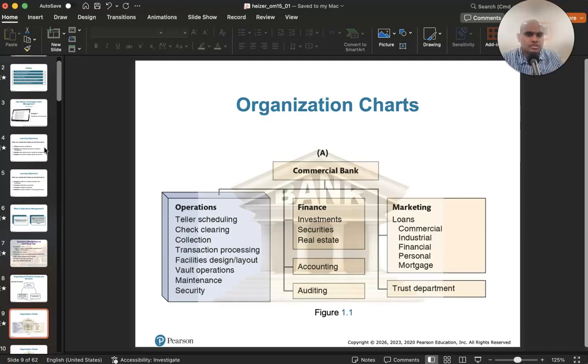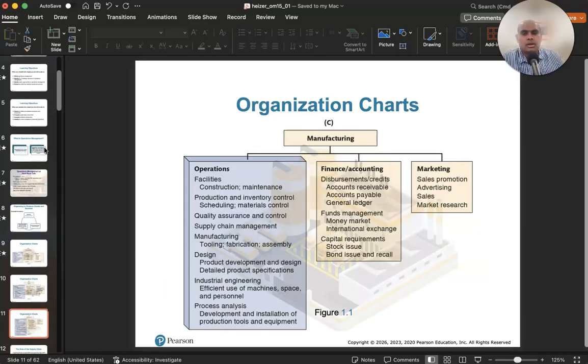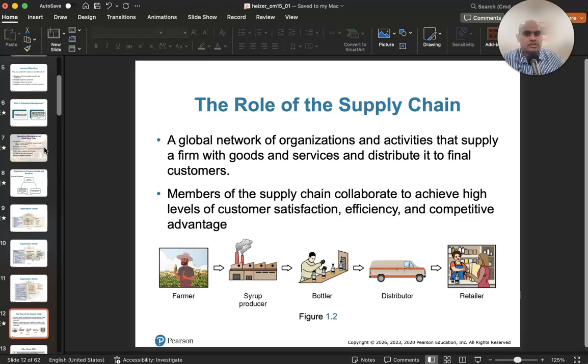So here are some organizational charts. I will scroll through these; you can look at them. They show the way a commercial bank is managed, the way an airline is managed, manufacturing facilities, and so on. Now, this course, for which I'm making these videos, is a course on operations and supply chain management. What is the role of supply chains?